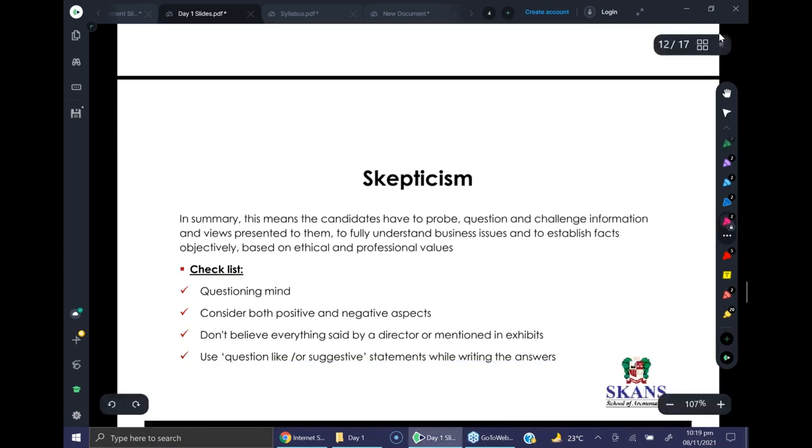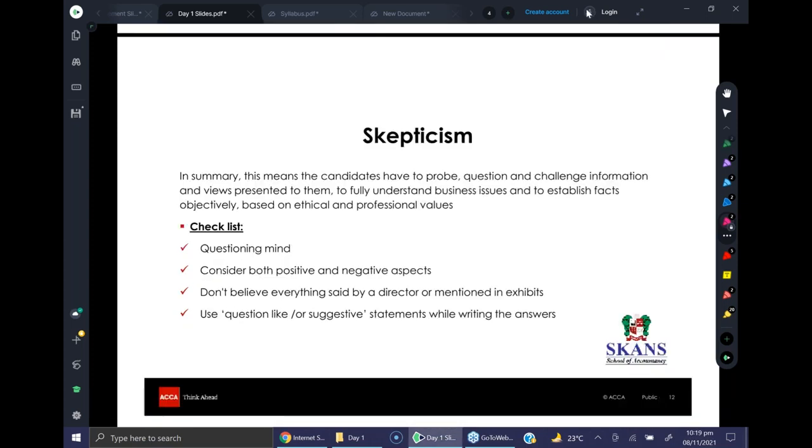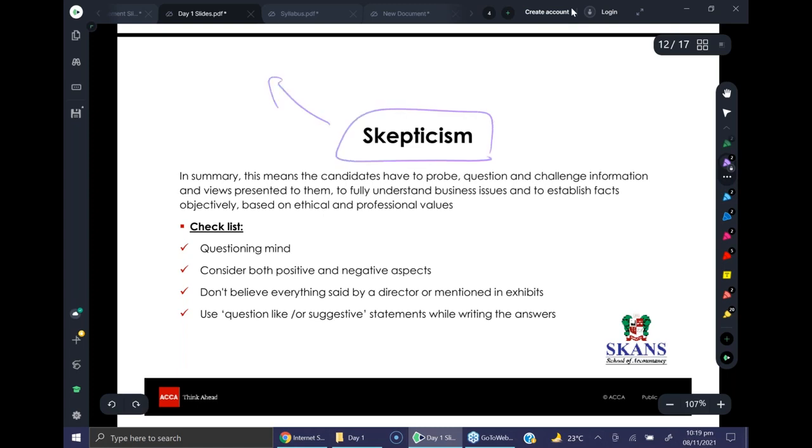Okay. The next skill is skepticism, and it's a very interesting skill because most of the students know this skill because they have learned skepticism in audit and assurance. But the concept of skepticism is broader here. It is not just the auditor's skepticism, it is any professional's skepticism, and for any particular requirement you may be asked in the exam. Okay, so what is skepticism?